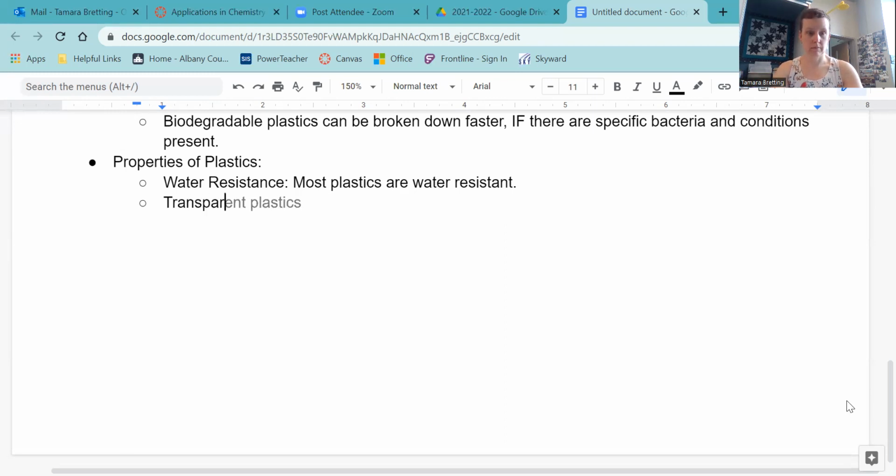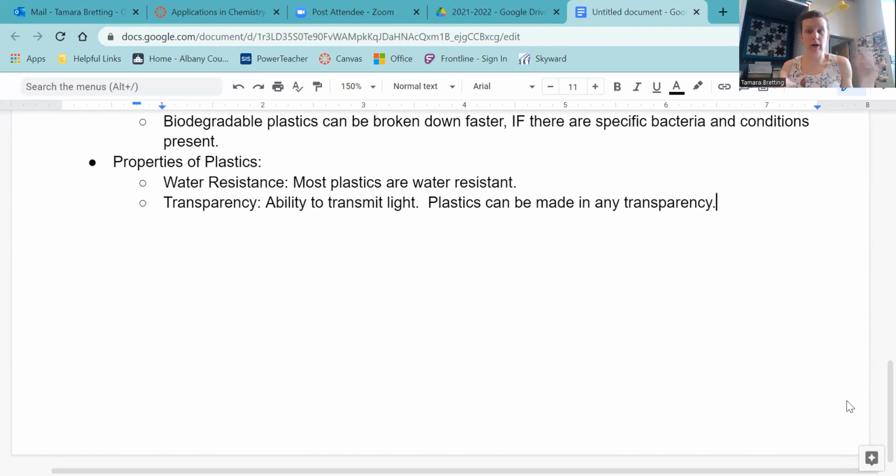Transparency. So again, this is the ability for light to shine through, right? So ability to transmit light, right? Plastics can be made in any transparency. You might have noticed, or you will notice, that depending on how much coloring you add to your plastic samples, its transparency is going to be affected. If you don't add any coloring, it's going to be much more transparent than if you add coloring.